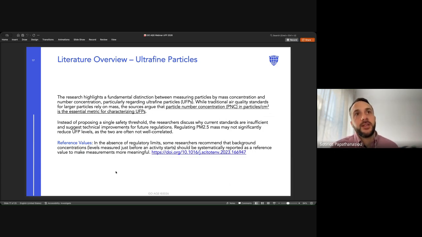And some other papers say that in the absence of regulatory limits, some researchers recommend that background concentrations, levels measured just before an activity starts, should be systematically reported as a reference value to make measurements more meaningful. That's something that we do for indoor air quality, specifically when we measure mold or spore particles. Some of the specifications out there say go outside, measure the air, and then go inside and measure and see what's the difference between those two environments.